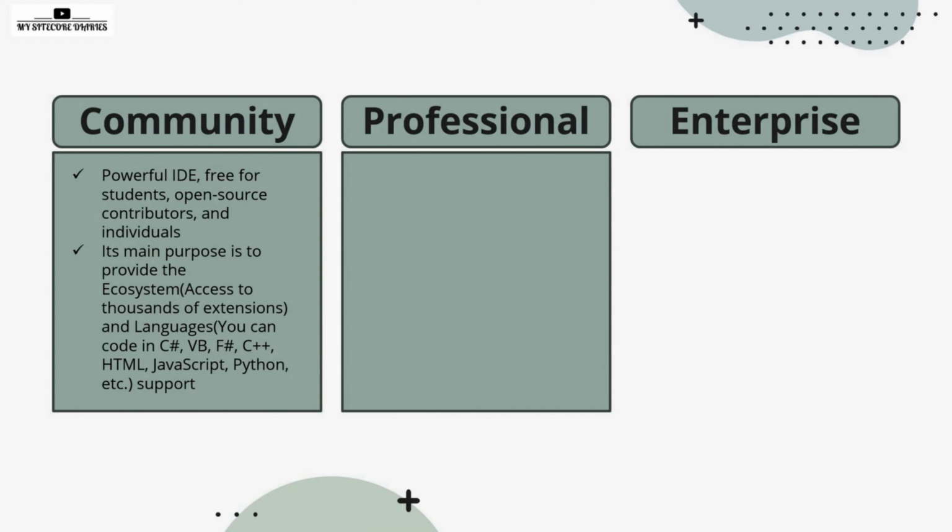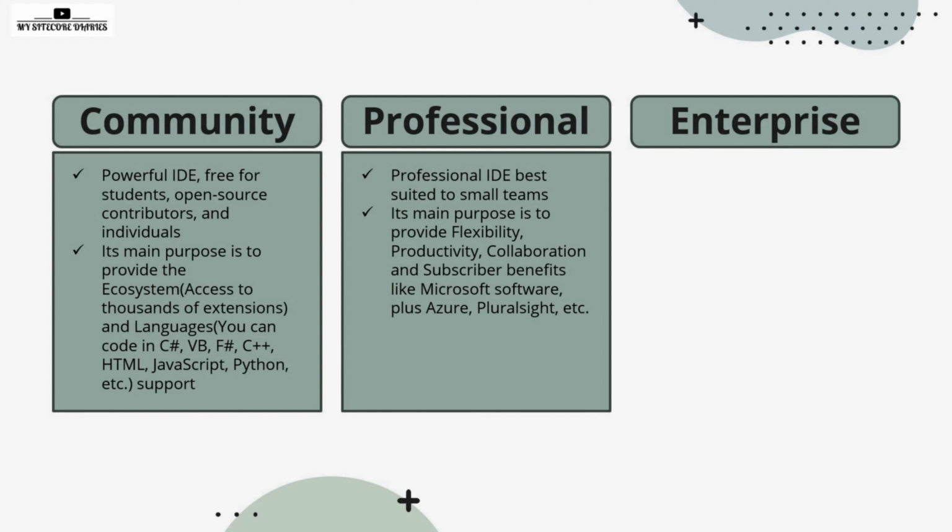Then we have the Professional one. Professional IDE is best suited for small teams, and its main purpose is to provide flexibility, productivity, collaboration and subscriber benefits like Microsoft software plus Azure, Pluralsight, etc. So Professional IDE is best used for small scale teams or organizations. It is available for a free trial. After the trial period, the user has to pay to continue using it. So it is a mid-level edition.